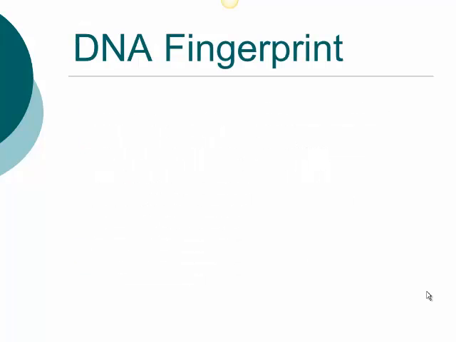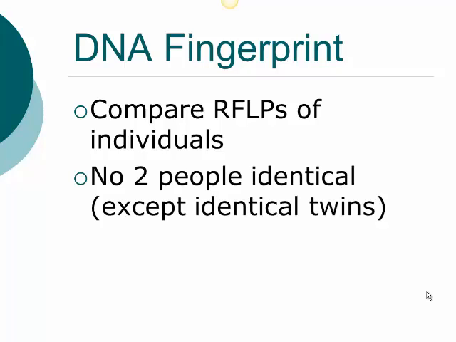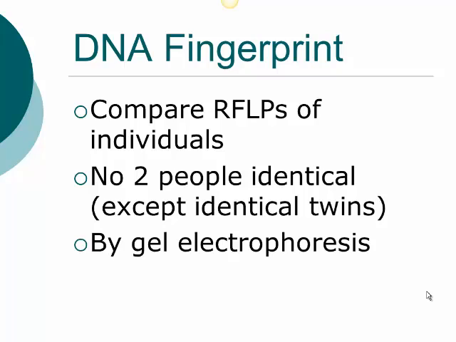You can compare these RFLPs of individuals in a DNA fingerprint. No two people are identical except for identical twins. This is why DNA fingerprinting has become so important in court cases, because they're very, very specific. We do this by a process called gel electrophoresis. We will be performing restriction analysis, DNA fingerprint by gel electrophoresis after vacation.